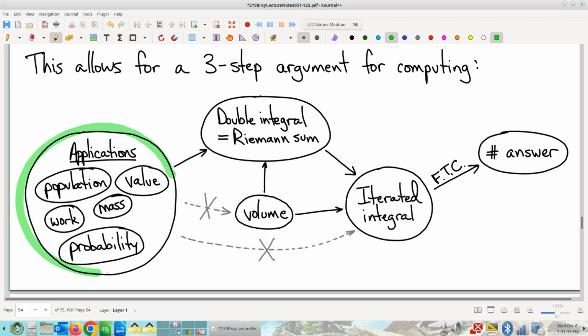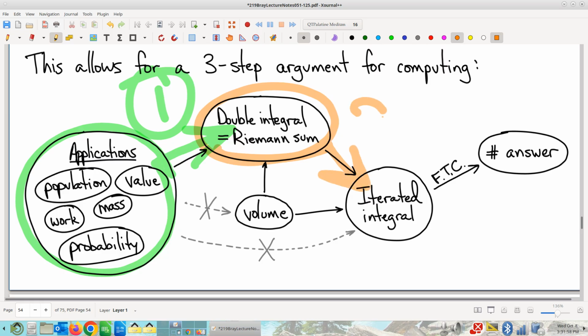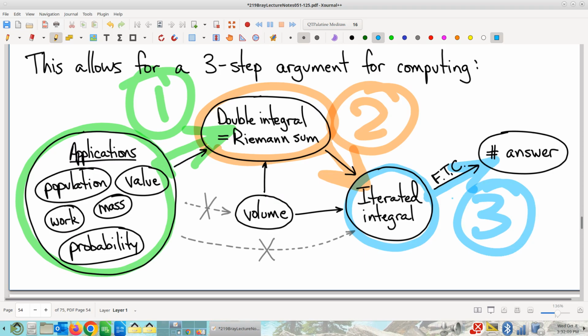If you want to solve a real world problem, the foot in the door, the thing that allows you to represent the answer to your question with math you can write down, is a double integral. So step one is to rewrite the question with a double integral. Step two, rewrite your double integral as an iterated integral. And then step three, plug and chug your iterated integral with the fundamental theorem.